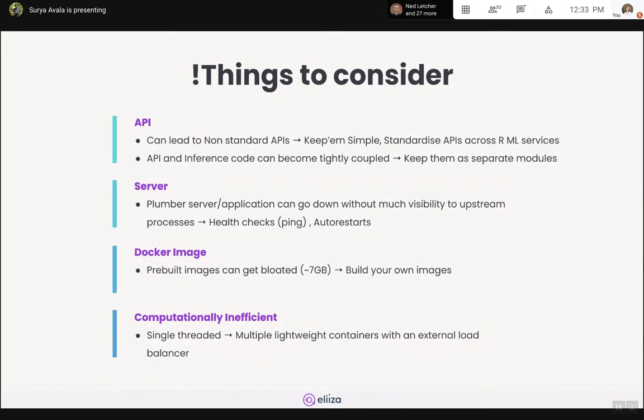Some of you might think there is another approach where we could start multiple R processes inside the container itself, with a load balancer within the container. That again is not recommended in my opinion, because we would be unnecessarily bloating the Docker containers. So a general rule of thumb would be to keep them as lightweight as possible.